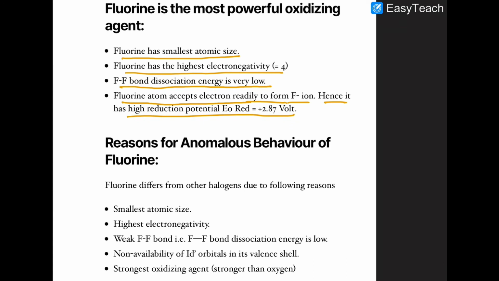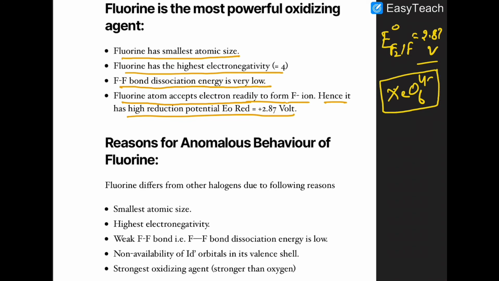The E naught of fluorine to fluoride is the second best value after the permanganate ion. Among the elements, it has the highest value. I am repeating once more, fluorine is the strongest oxidizing agent among the elements. The only anion with a bigger value than that is the permanganate ion.